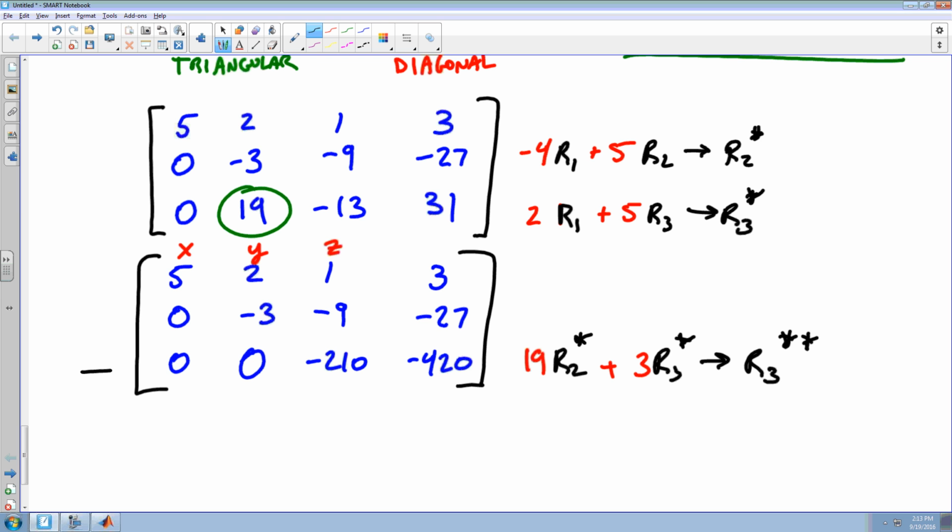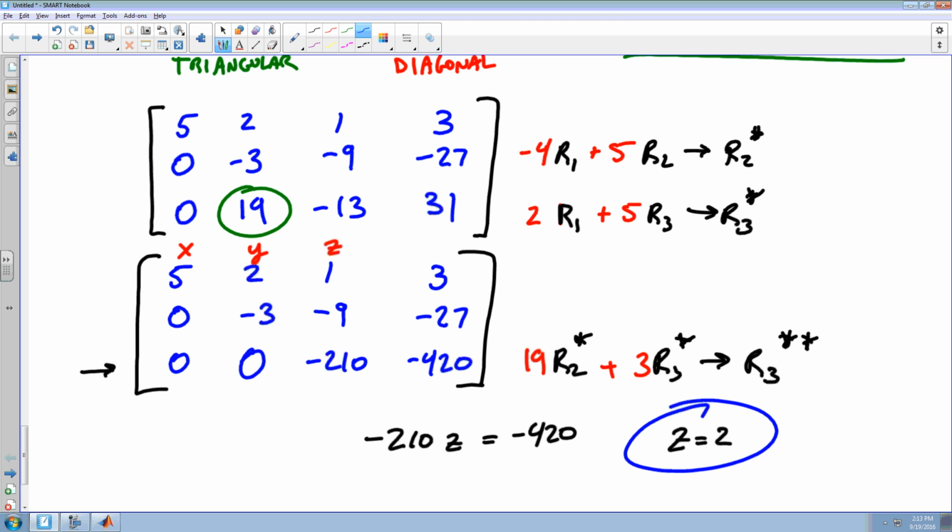This bottom equation is really saying minus 210z equals minus 420. What's z? It's 2, right? Very easy. Everybody can see. Z is equal to 2. Okay?